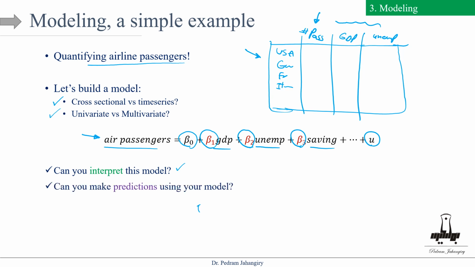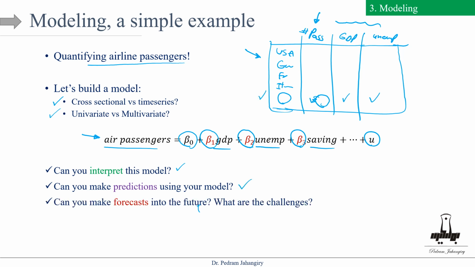Then the next one is, can you make predictions using your model, right? Obviously you can do predictions. The reason that I'm highlighting these terms is that I want you to distinguish between the terms prediction versus forecasting. Prediction is more general, right? So obviously I can do in-sample predictions here. I can also make predictions for new countries that I don't have information on. For example, I have another country here, and I have its GDP and unemployment. I want to predict the number of passengers, right? So this is doable. Can you make predictions using this model? The answer is yes.